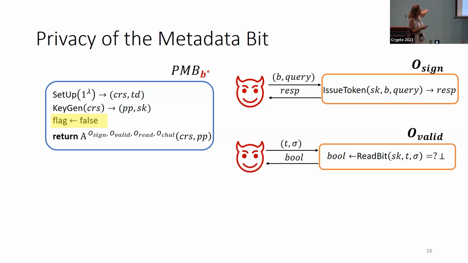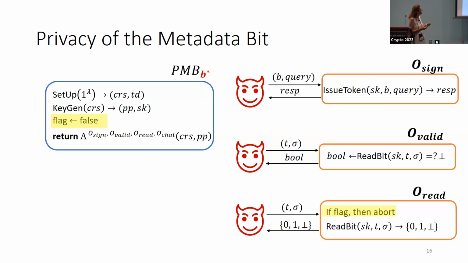to get a response. And there is a notion of now validity, which means that the adversary can go with the token T and sigma, and then it gets a response which says that either the read bit returned a bit or it was an error. So now we also introduce the oracle, which is essentially going to return the read bit, the response depending on the flag being on or off. If you're familiar with this concept, this is CCA1 or lunchtime attacks kind of security. So this is why we have this.